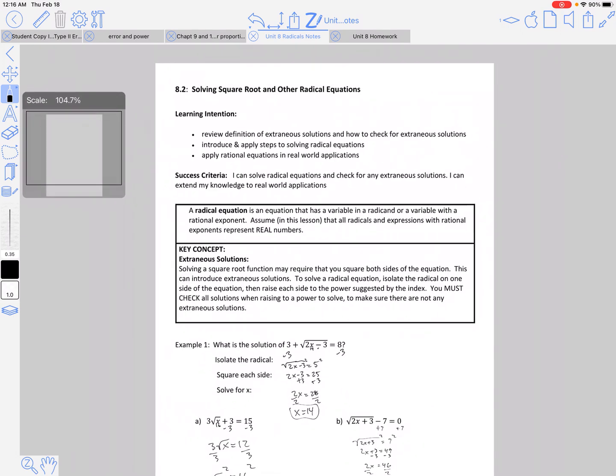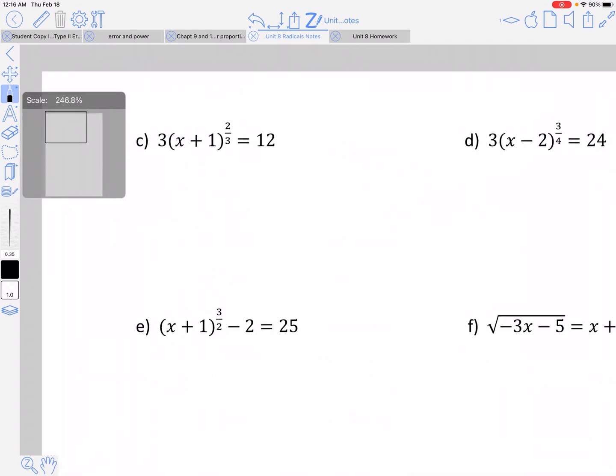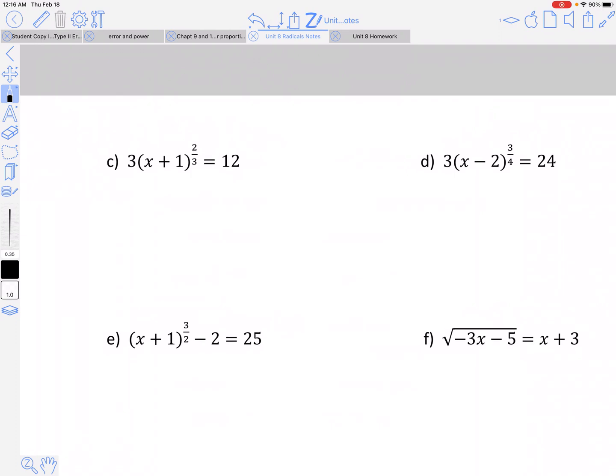Alright, so let's take a look at a few others. Alright, so kind of interesting here now. So the first thing that we're going to do is divide by 3, because the x, if you remember, is trapped in this parentheses. So we're going to do that real quick. Okay, so we have a couple of options here.